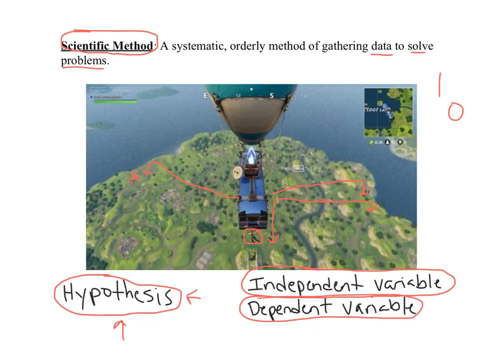So the scientific method is really just a way to test your hypothesis. Is it true that flying as far away from the bus is actually better than just diving straight down? And in this case, how far away from the bus you fly, that's my independent variable. And how well you do, how many wins you get, that would be called the dependent variable.